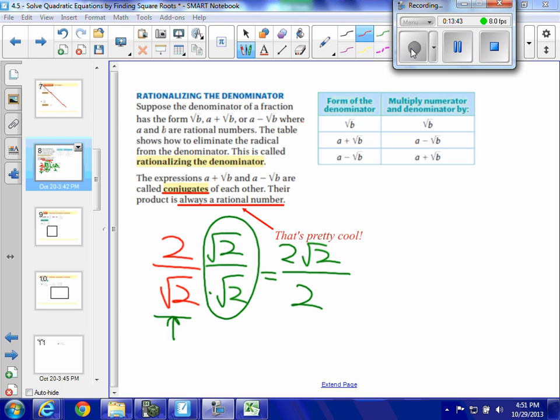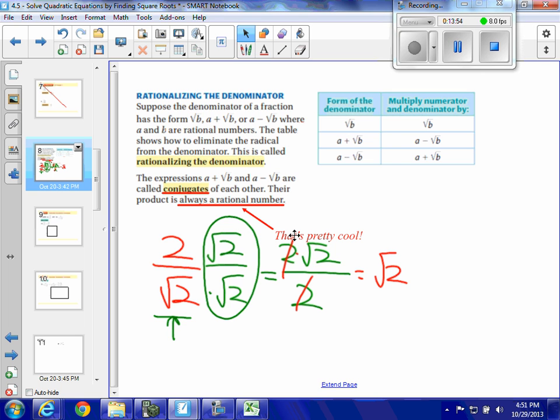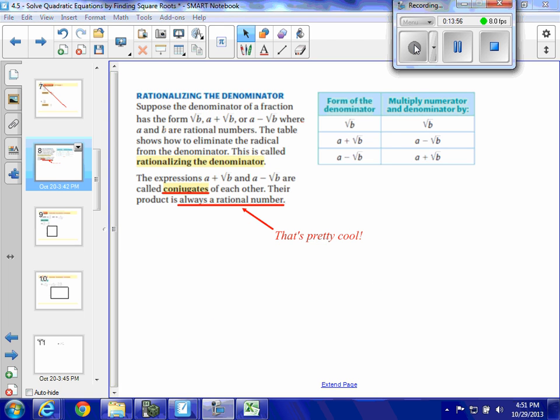And actually, I could even simplify this one even more by canceling out my 2's, because this is a product, and I would get the answer as radical 2. That might not have been the greatest example. But let's try a different one.